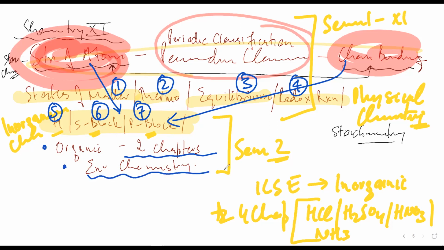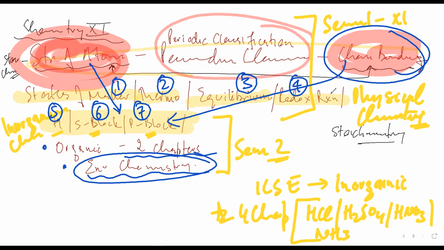The last chapter would be environmental chemistry. Again, environmental chemistry is an easy chapter. In your school exam, or maybe in competitive exams, they'll be asking you one or two numbers from environmental chemistry. The point that I'm trying to make is why do you want to shed your blood on chemical bonding and why not on environmental chemistry? So let us assume that there are 4 marks from this chapter and there are 3 marks from this chapter. Have you understood my point?